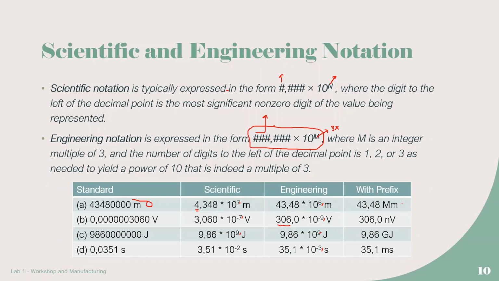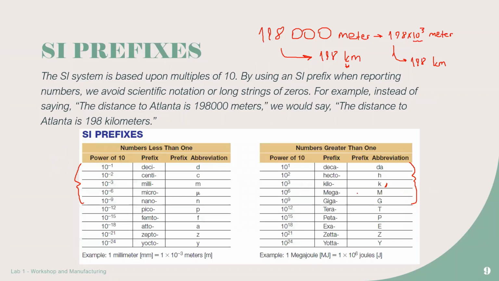And with prefixes, of course, you can show them easily. So this is mega, for example. What is mega? It has to be 10 to the 6. Here you see mega. It is not 1 to the 6, I'm sorry, 10 to the 6.